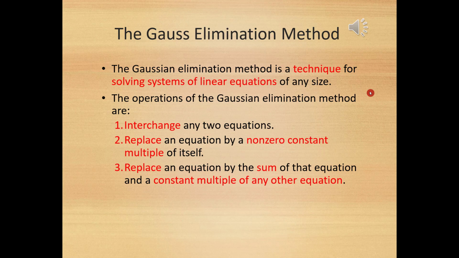There are three operations in the Gaussian elimination method. The first one is swapping two rows, the second is multiplying a row by a non-zero number, and the third is adding a multiple of one row to another row. Next, let's move on to the steps in detail.